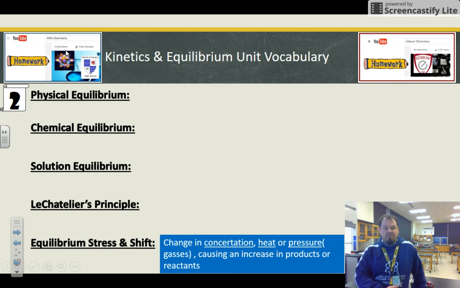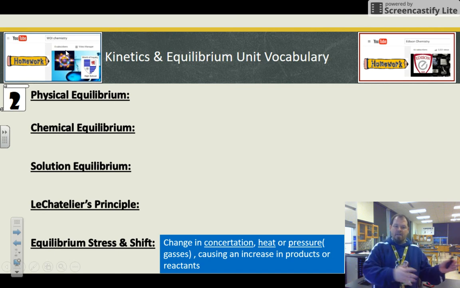Okay. An equilibrium stress or shift. This is a change in concentration, heat, or pressure for gases, causing an increase in products or reactants. It switches. So let me push it and then it'll change. Let me heat it up and it'll go one way or the other. But I have to change the equilibrium in some way. That's a stress or a shift.